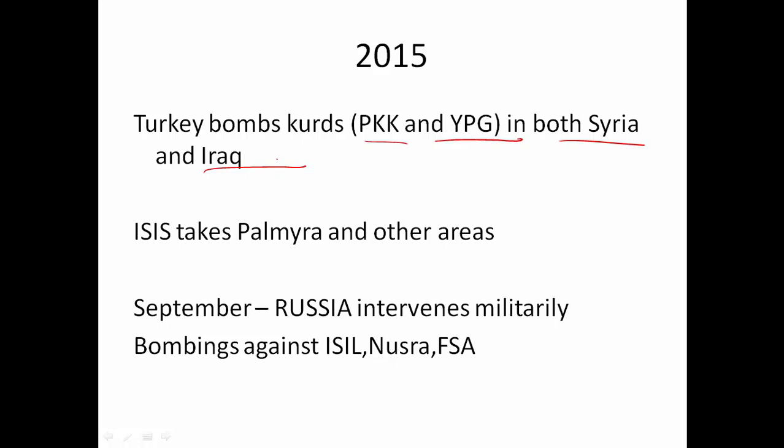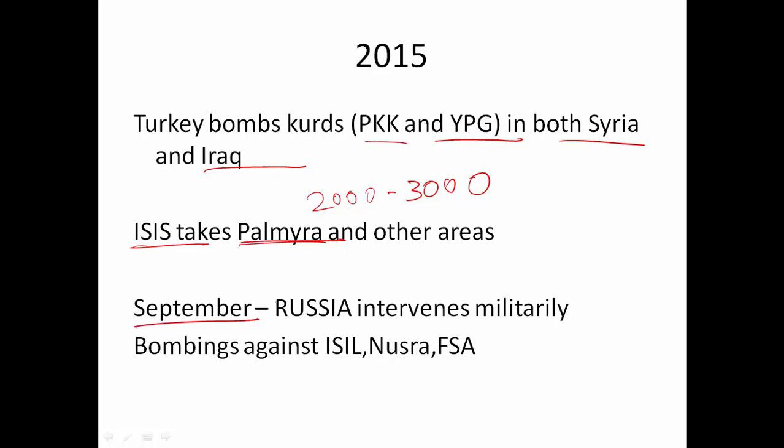Then ISIS had a great success in Palmyra. It took the ancient city of Palmyra, where many ancient heritage sites are present. World heritage sites are present from Roman times. Almost 2000 to 3000 year old structures are present in Palmyra. So you can see that even after USA started bombing, areas under ISIL were not weakened. They grew strong, and by the middle of 2015, they were holding a large area of Syria and Iraq.